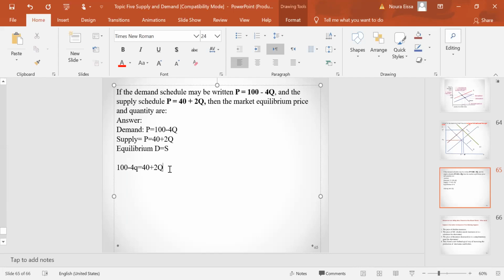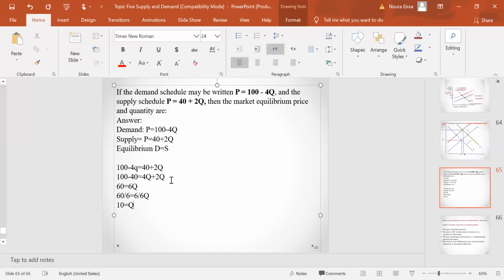Therefore, do you know how to solve this from your math classes? We want to put the Q's on one side and the numbers on the other side. So this will be 100 minus 40 equals 4Q plus 2Q. So that's 60 equals 6Q. How do you solve for Q? Divide by 6. 60 divided by 6, your Q is equal to 10.